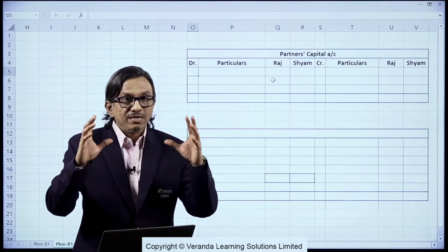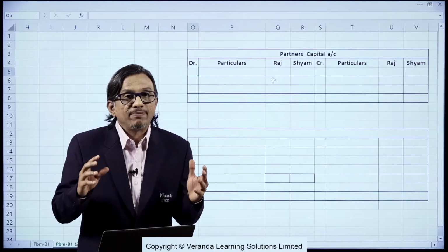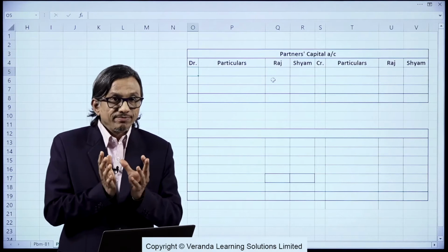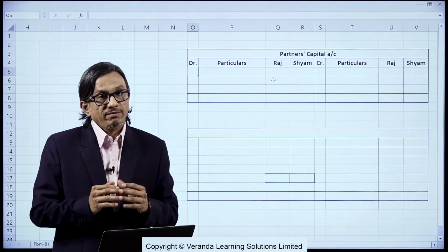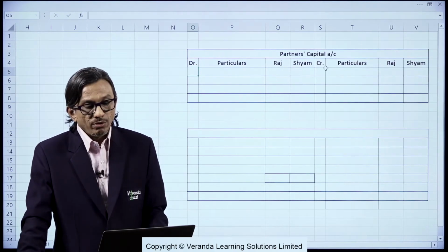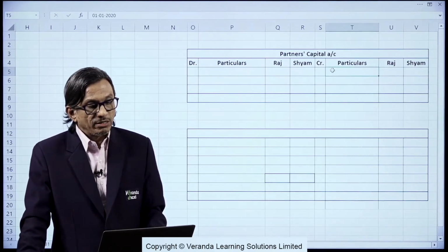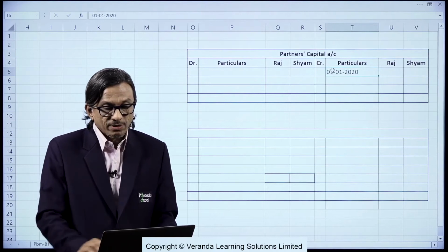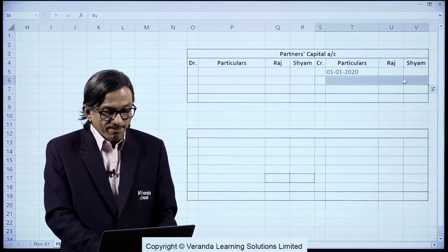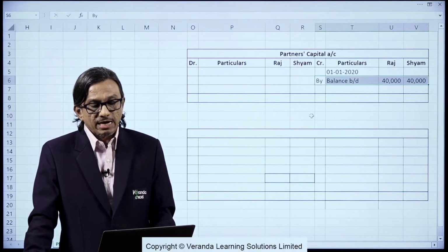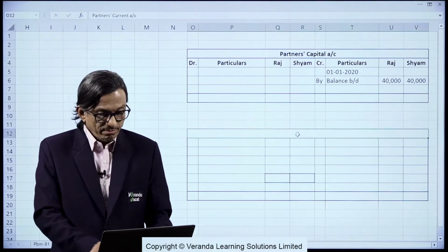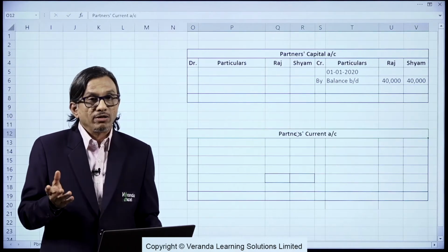Therefore, if the capital is 80,000 rupees, Raj's capital will be 40,000 and Shyam's capital will be 40,000. Total capital is 80,000. Since they are sharing the profits equally, we are assuming that they contributed capital also equally. So on the opening date, what is the balance of partners' capital? On 1/1/2020, the capital of Raj is 40,000 and Shyam is also 40,000. Is there any balance in the current account? There won't be any balance now because this is the first year.